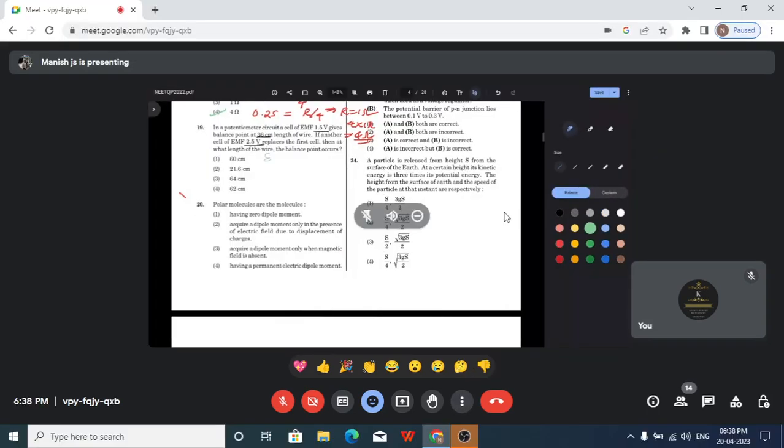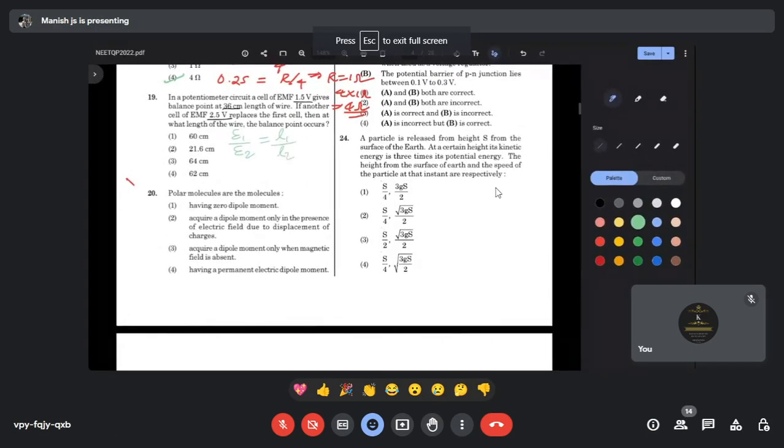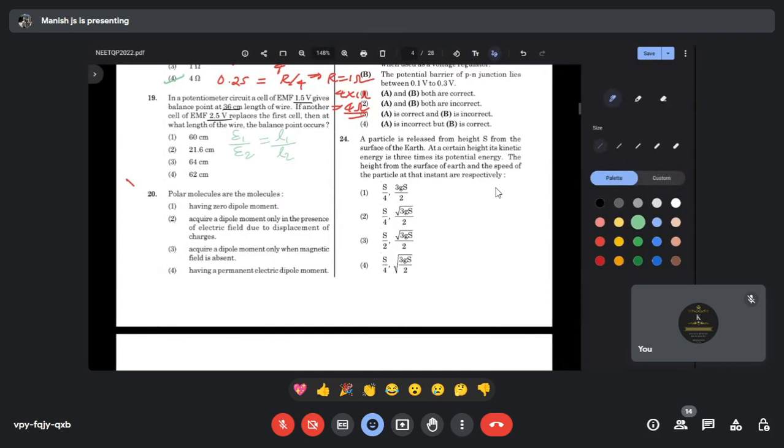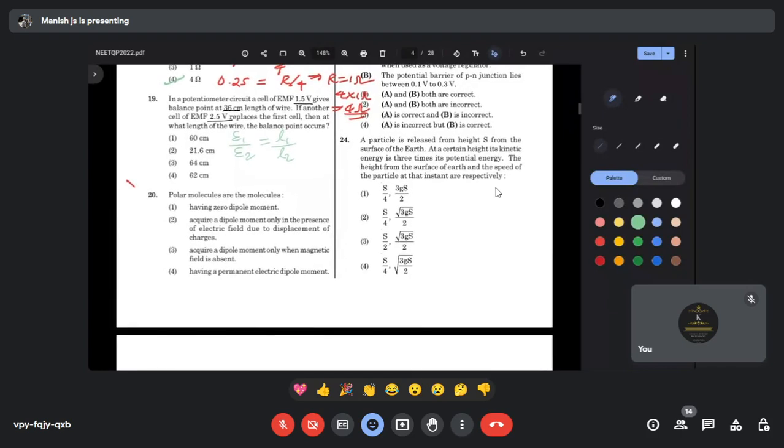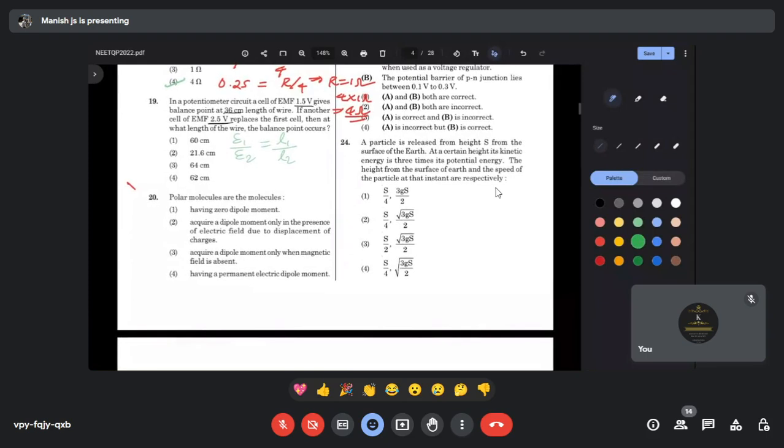So directly you can say E1 upon E2 is equal to, so anybody can you just give it a try? Yes, L1 by L2. Where E1 is EMF of first cell, E2 is EMF of second cell. L1 is first balancing point with respect to the first cell and L2 is the other balancing point. Just go for a rearrangement, substitute and rearrange, you will get the answer.